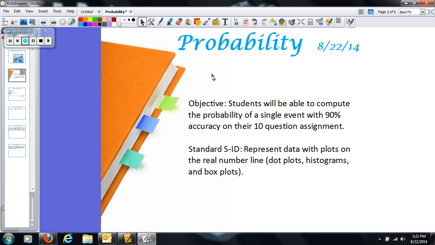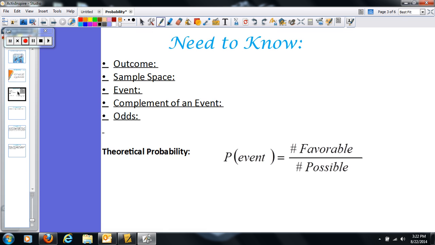So today we're going to be talking about probability. And we're going to be starting with just some basic probability. All the probability we get into in this class is going to be very basic. So our objective is going to be students will be able to compute the probability of a single event with 90% accuracy on their 10-question assignment. As I said, probability is pretty easy, so I'm going to have a higher standard for something like this.